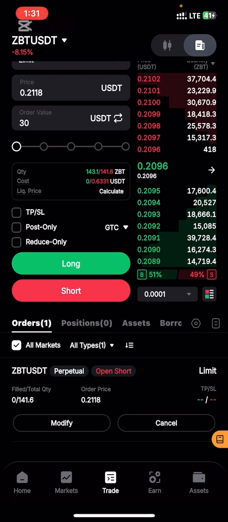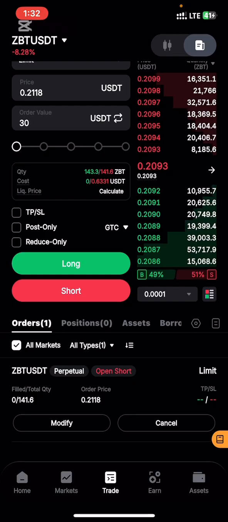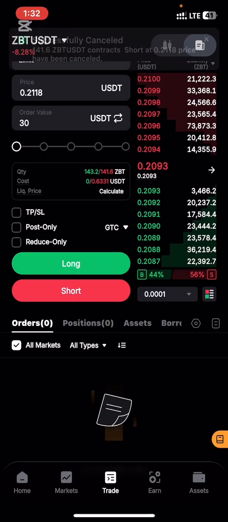Now you can see right now the trade hasn't been opened. Why? Because you entered the trade with a limit. Now this trade will open once the market price gets to the 0.2118 you entered, and it will take you directly into the market. This is useful if you can't monitor the market and look at the screen all the time, or you're busy. You can just set it up like this. All right, let's cancel this.